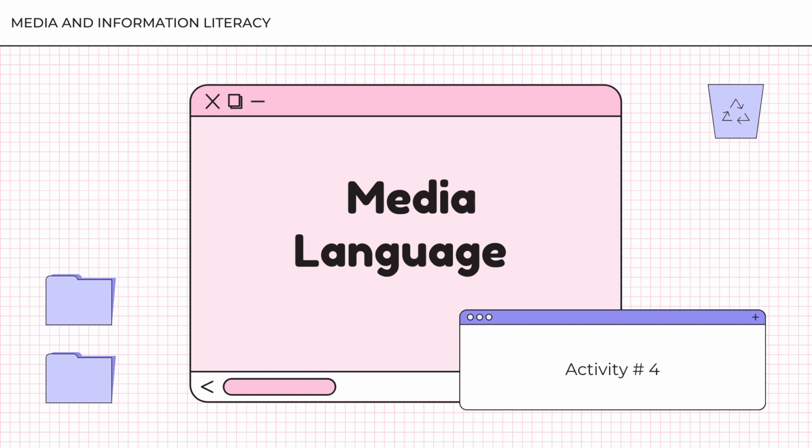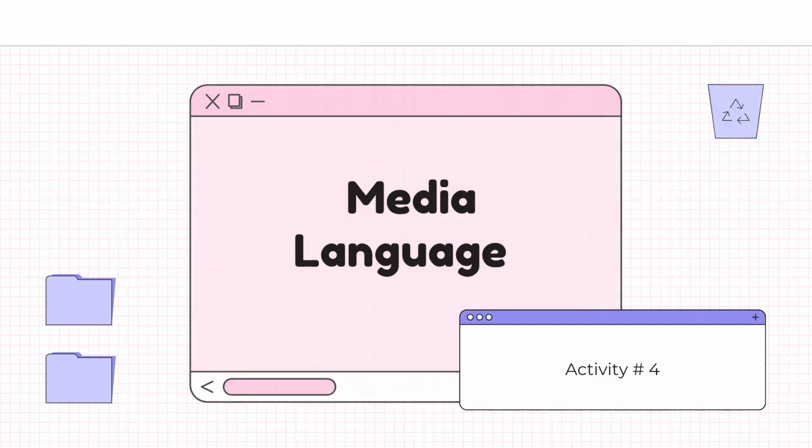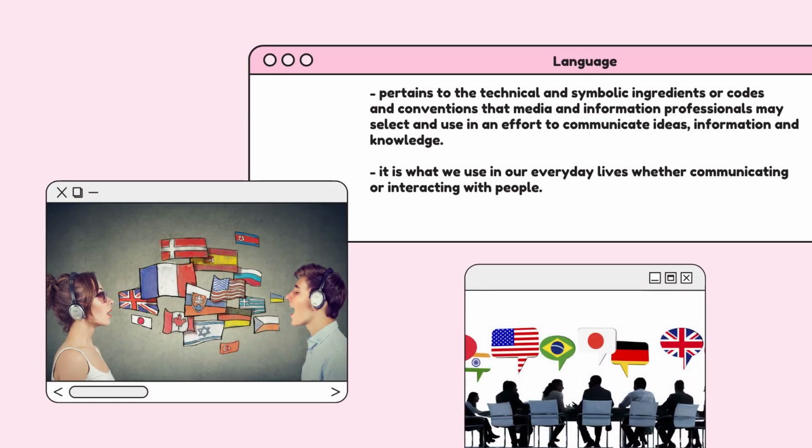But first, let us know what is language. Language pertains to the technical and symbolic ingredients or codes and conventions that media and information professionals may select and use in an effort to communicate ideas, information, and knowledge. It also means it is what we use in our everyday lives, whether communicating or interacting with people.